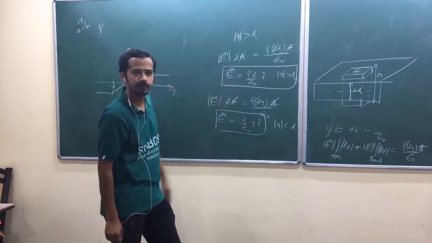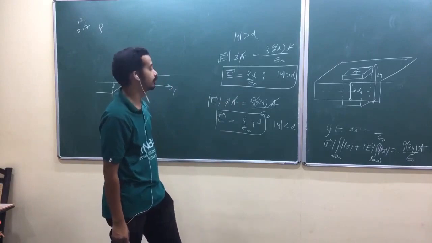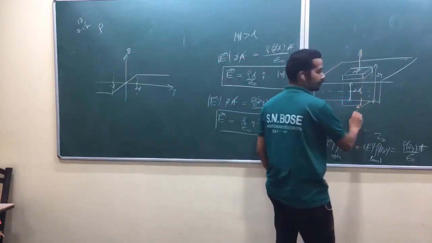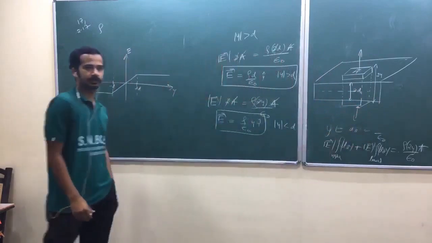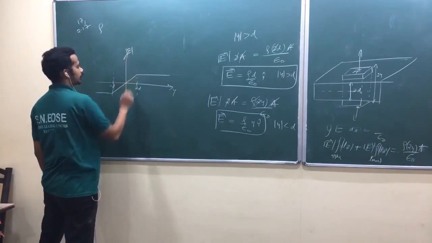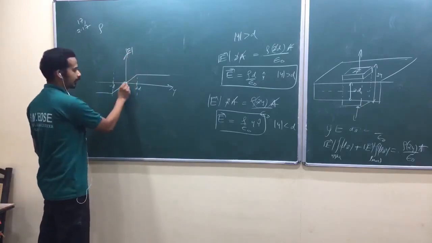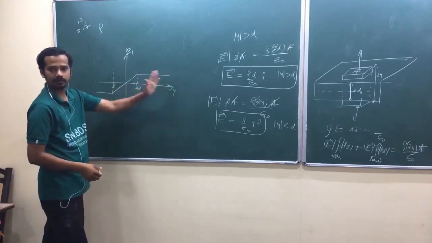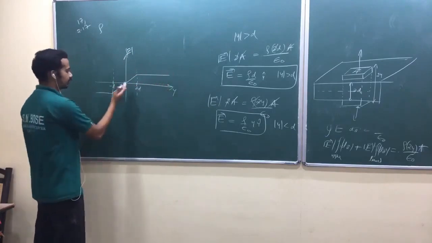This is positive, am I right? No, wait a second. Above, the electric field will be like this; below, the electric field will be in the minus y cap direction. Is that okay? So that's why it's better to write the mod of the electric field. Okay, this is above the zx plane. Y greater than 0 means above the zx plane, and below the zx plane.